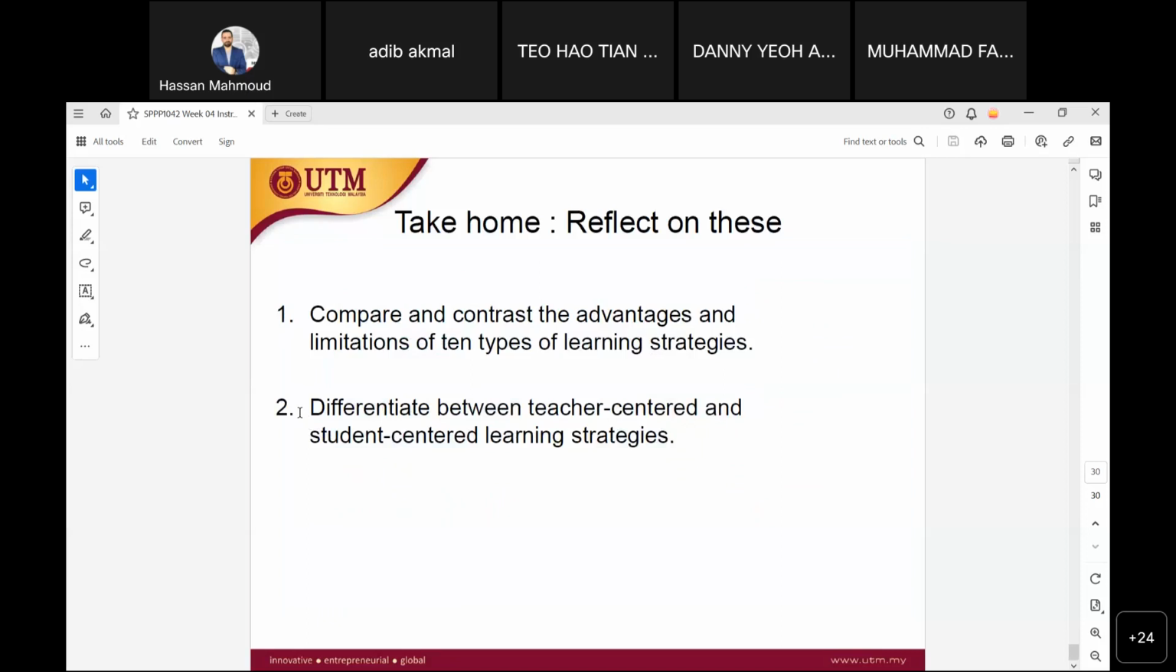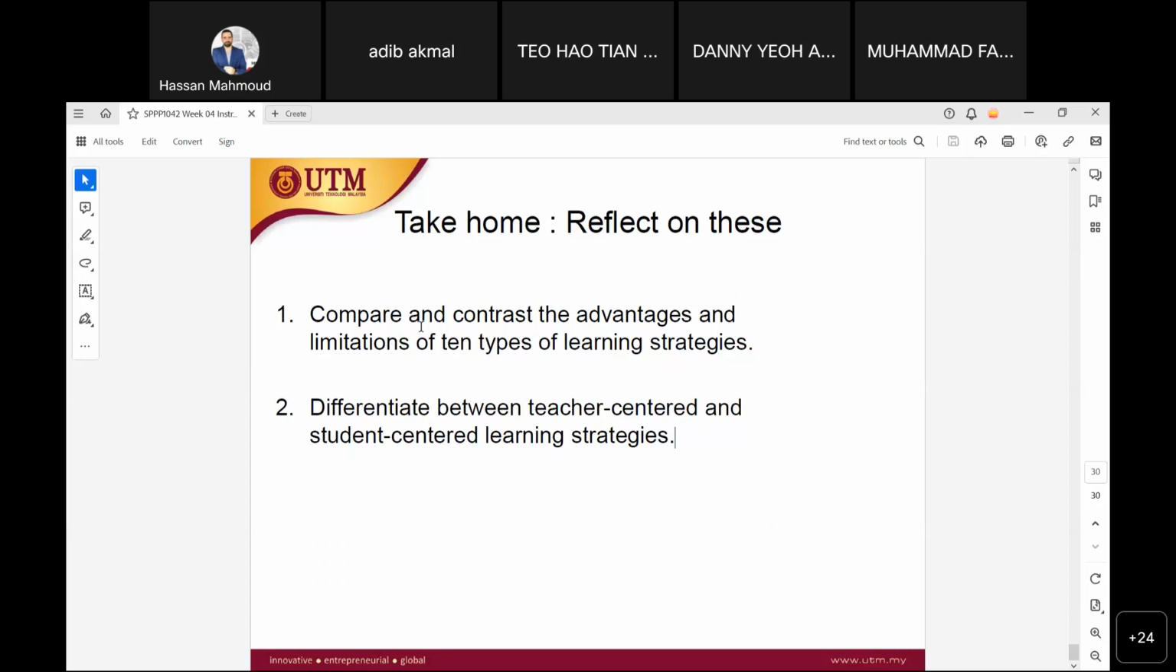Now the take-home: reflect on this, and compare and contrast the advantages and limitations of the 10 types of learning strategies. I'm not going to post these two questions in e-learning because next week is the exam, and I want you to take your time and prepare for it. Do you guys have any questions so far?